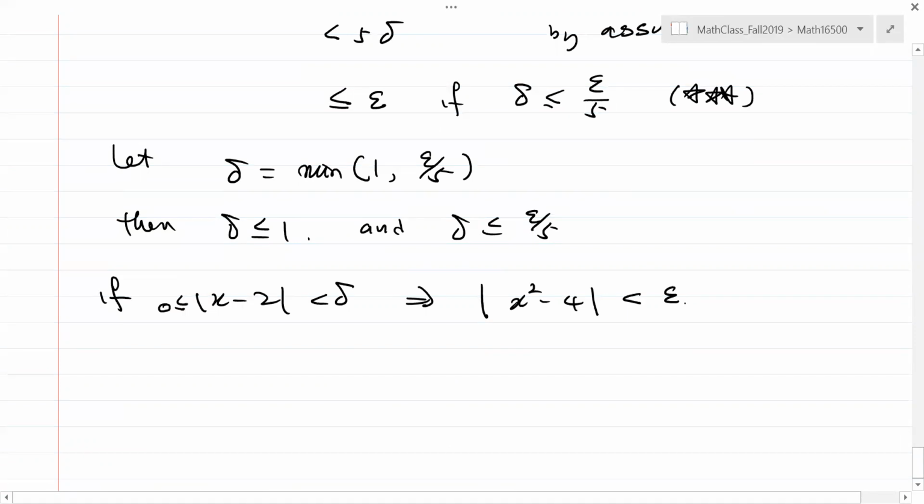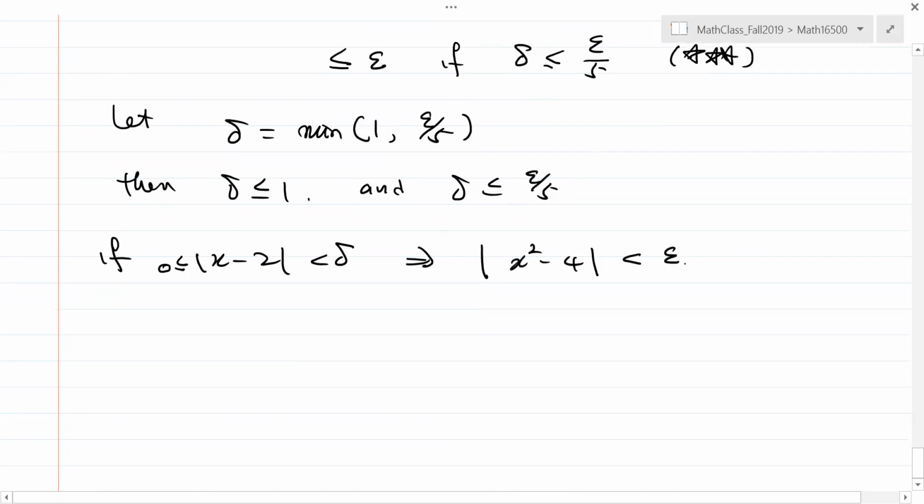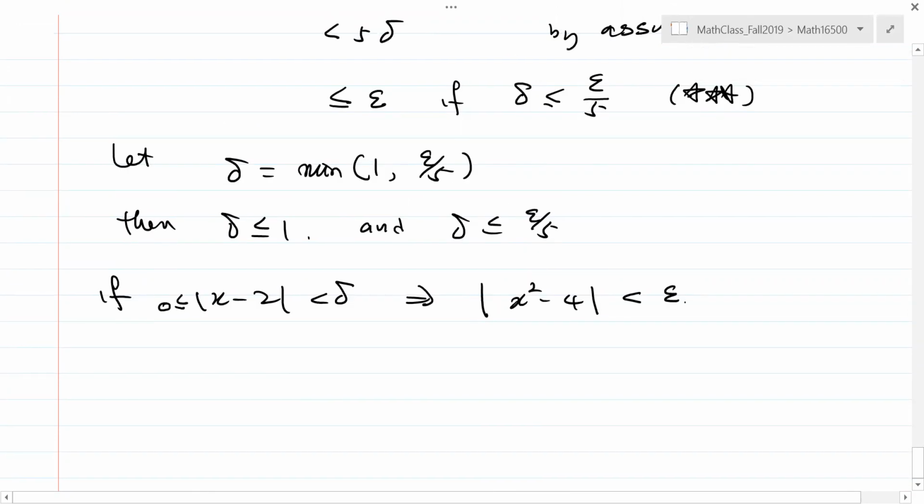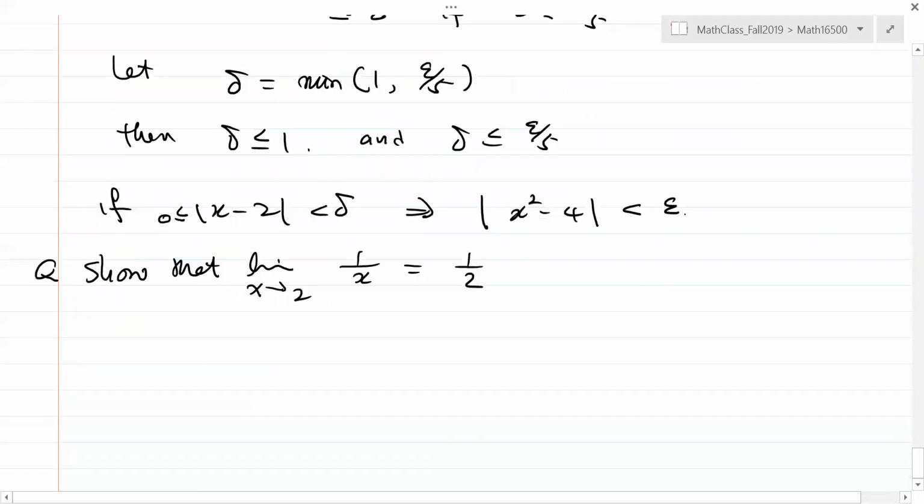This type of problem usually will be a bonus problem on the final exam. The second one, that is. But the first one, without being given two assumptions on delta, could be on the tests and quizzes. But bonus problems are also important, so don't lose those points. Here's another one: prove the limit of 1 over x equals 1/2.